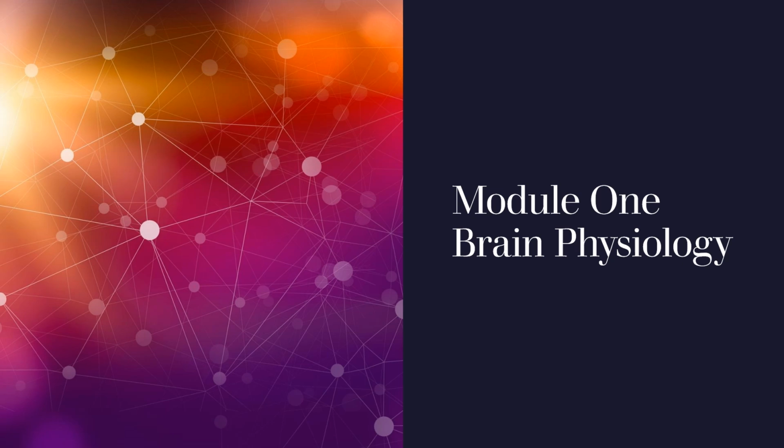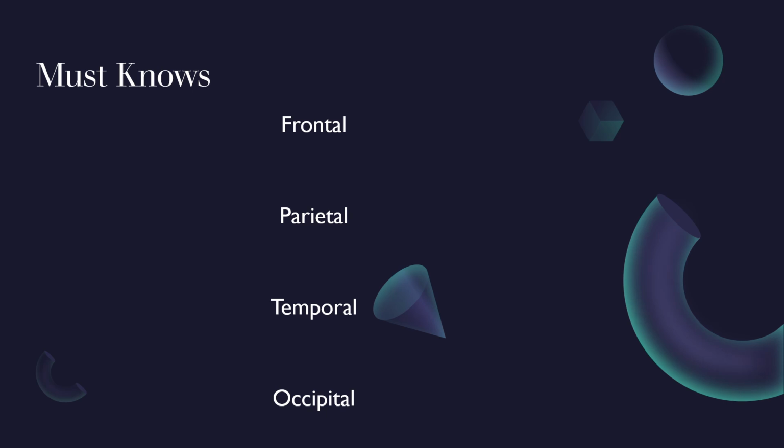This presentation is a teaching on Module 1, Brain Physiology. We're going to be working to understand the mechanisms of the four major lobes of the brain. They are the frontal, parietal, temporal, and occipital.